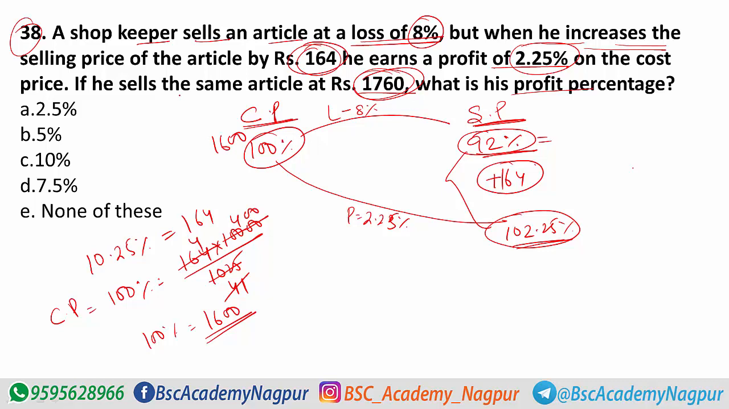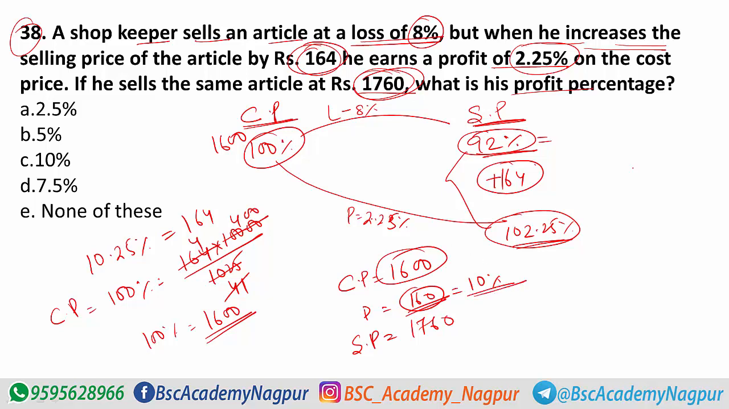And the question is asking if he sells the article at 1760. If my cost price is 1600 and he sells the article at 1760, that means there is a profit of how much? 160. So how much profit percent have you got? 10%. 160 is 10% of 1600. So the answer is 10%. Option C.